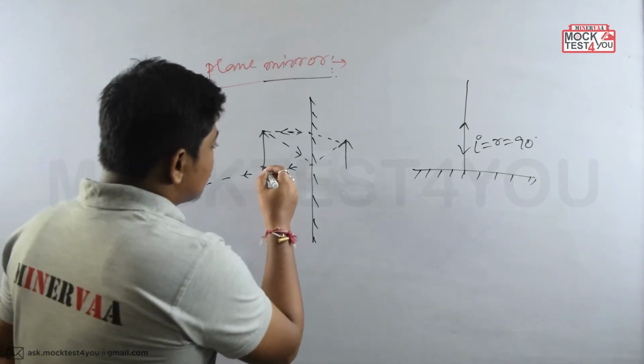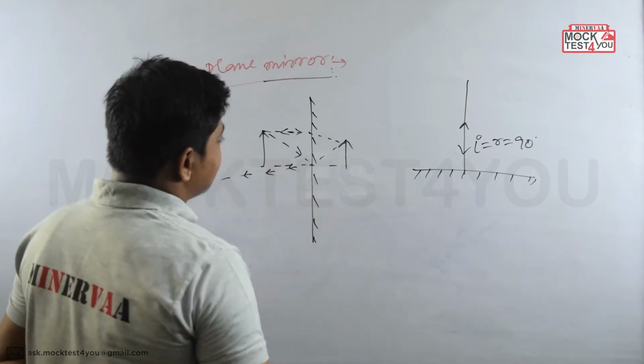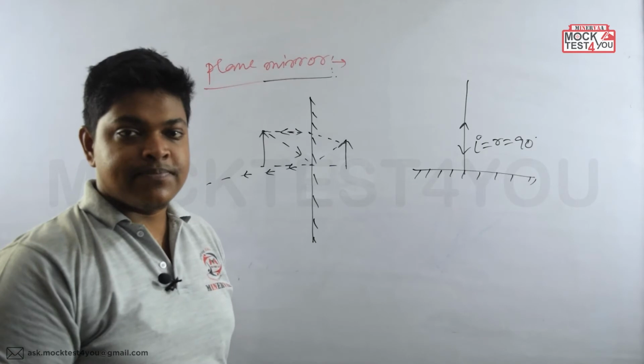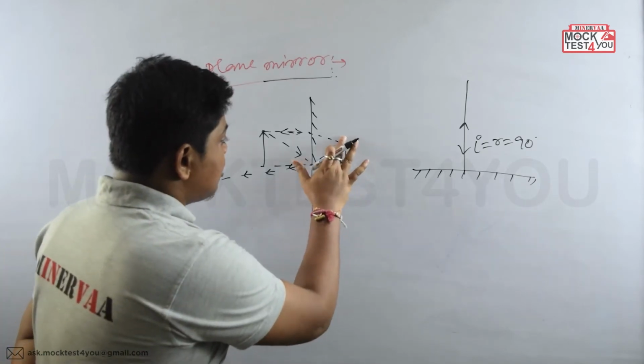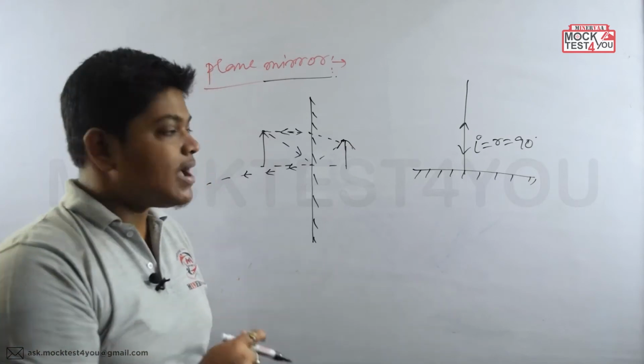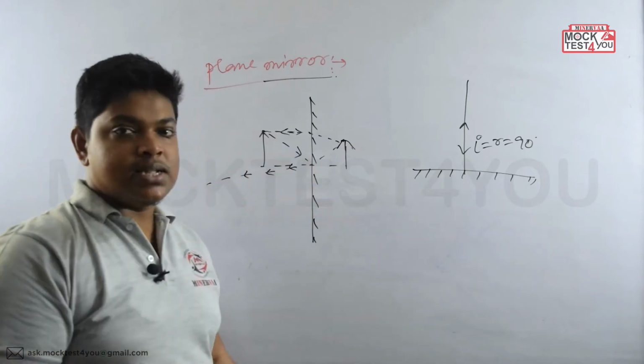So one thing that is very clear is that both of the objects should be of the same size. As you can see in this diagram, both of the objects are the same size. Don't go by my diagram, I've just drawn it to make you understand.